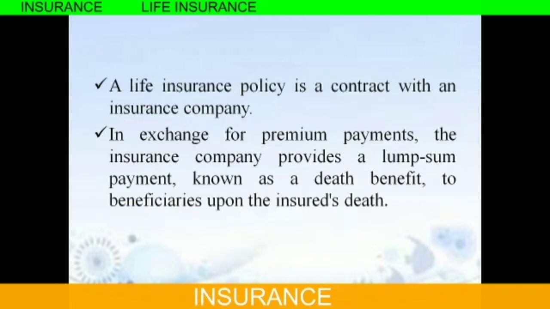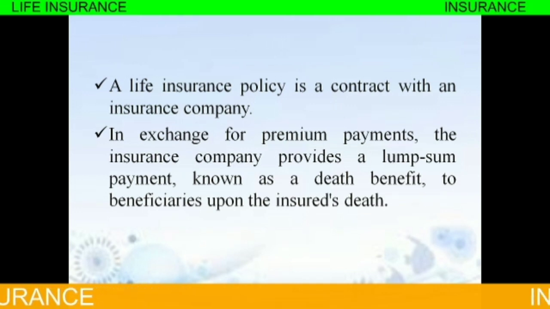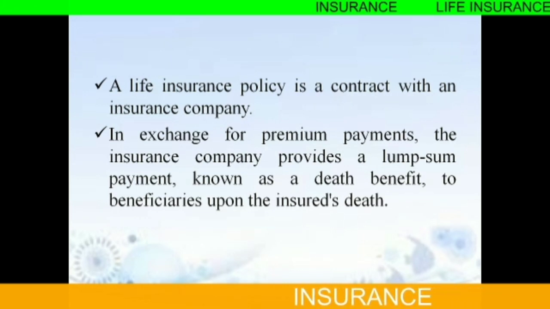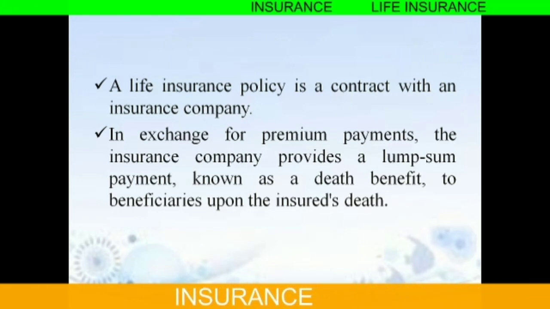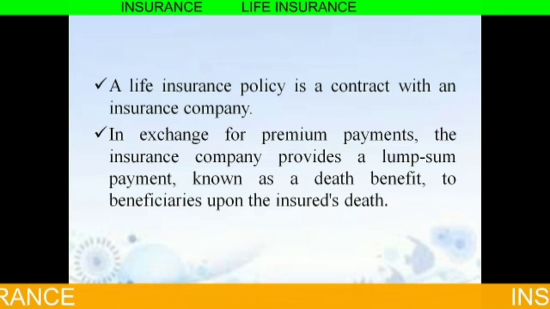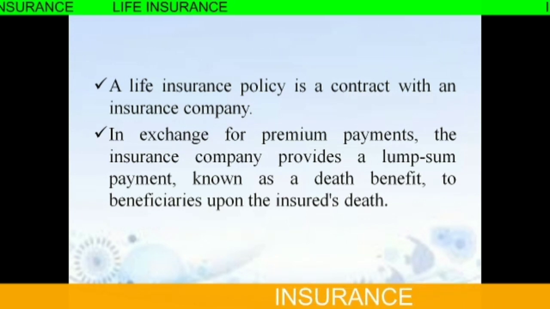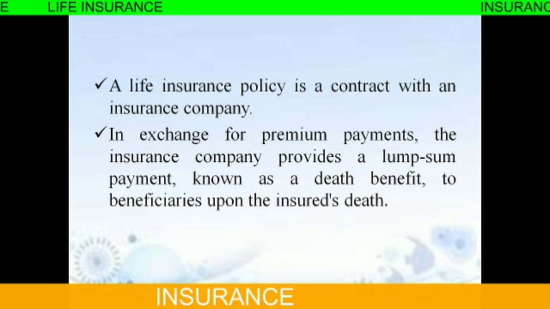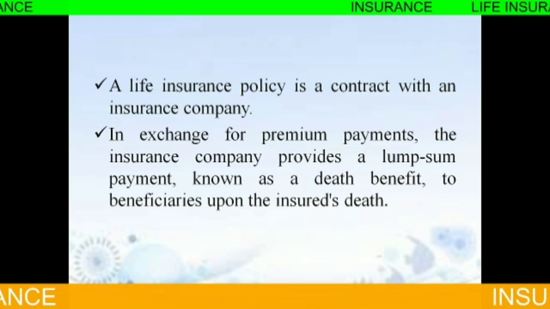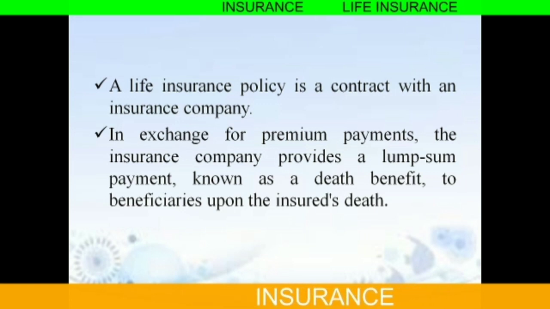Let us see, a life insurance policy is a contract with an insurance company. It is actually a contract with an insurance company. So it is an agreement between the insurance company and the policy holder. In exchange for premium payment, the insurance company provides a lump sum payment. It's known as death benefit to the beneficiaries upon the insured's death.